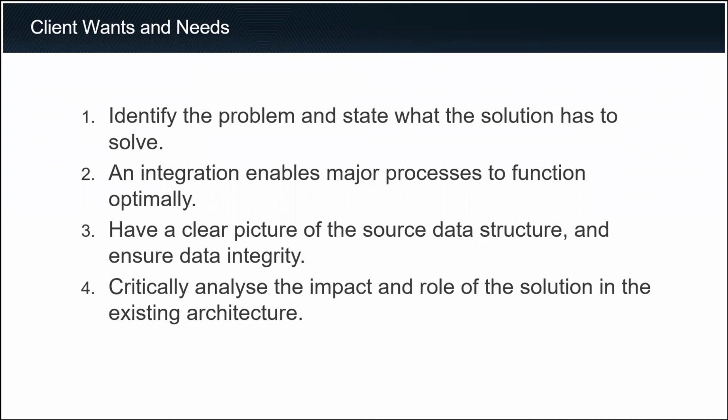The last point on this page is to critically analyze the impact and role of the solution in the existing architecture. I'm going to jump into this in a bit more detail a bit later, but it's very important to ensure that you have a good picture of the context of your solution and, as I said, the impact that it might have on existing systems or systems that are in the process of being implemented.